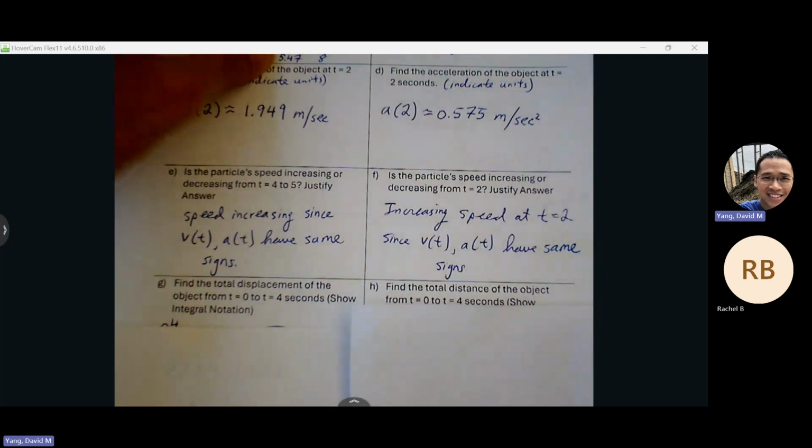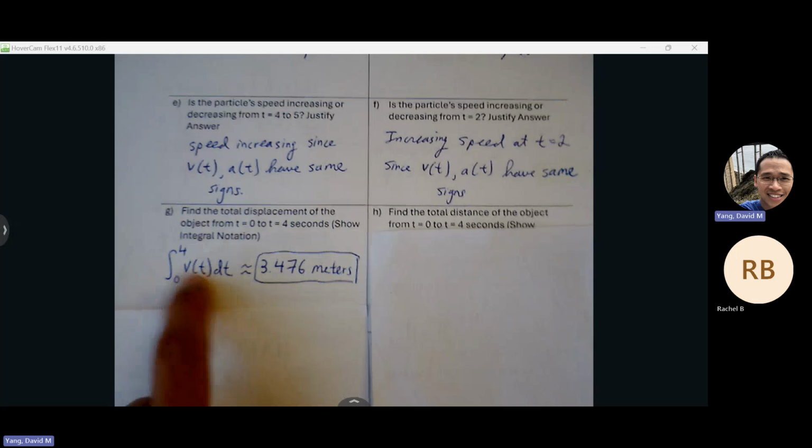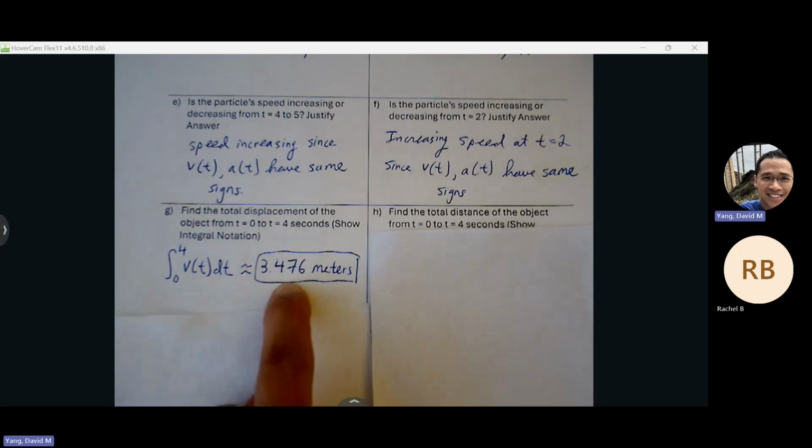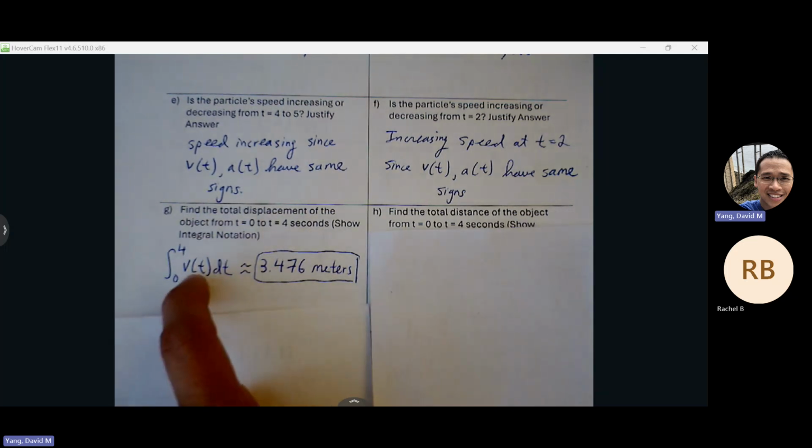Part G, find the total displacement. Displacement is just a definite integral, no absolute value bars. Looking for this specific notation, as well as being able to enter in your calculator to get your solution. And make sure that you don't put y sub 1 as your notation. It's not clear enough.